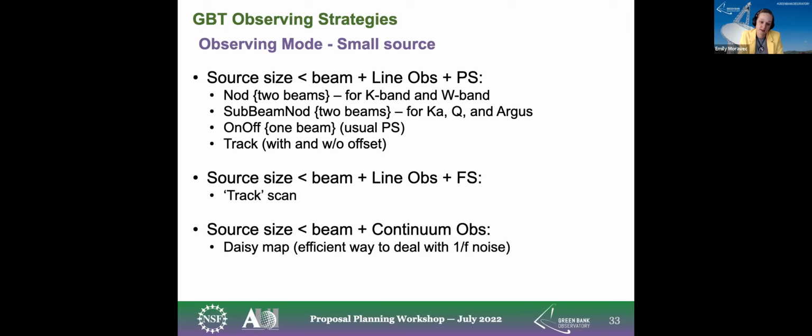So if you have a source size that's less than the size of the beam and you're frequency switching, then you'll get a track scan. And then if you're doing continuum observation, you'll have something called a daisy map. And you'd think with a compact source, you wouldn't have to map, but daisy mapping is an effective way to deal with the 1/f noise you get with long integrations or large bandwidth with the continuum observing.